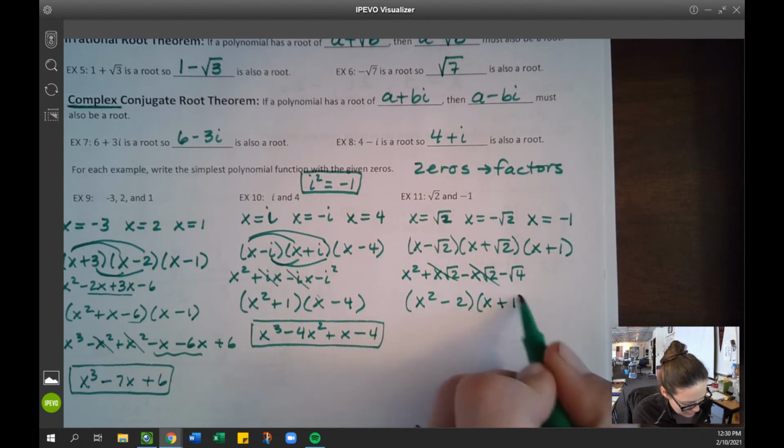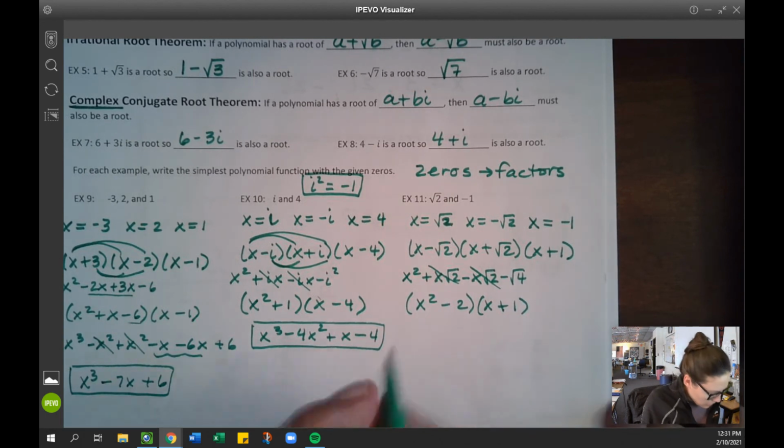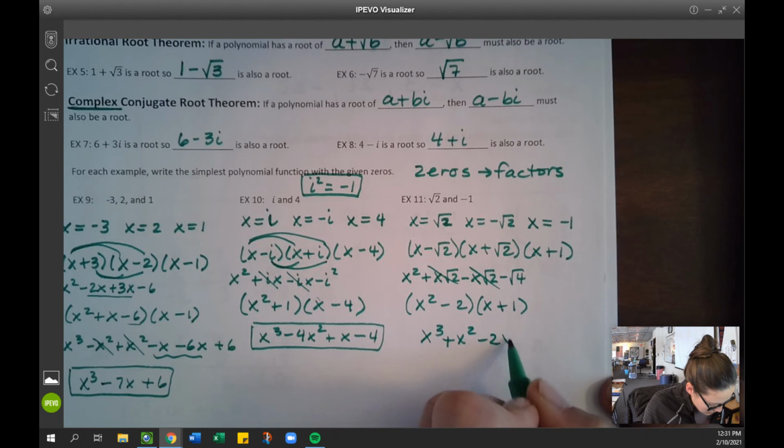Then I'm going to multiply by that last parentheses there. And when you FOIL all that out, you're going to get x cubed plus x squared minus 2x minus 2.